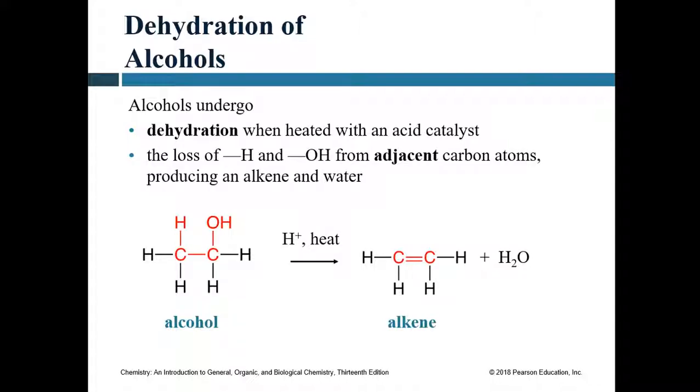Now, alcohols undergo dehydration when heated with an acid catalyst. This is the loss of hydrogen and OH from adjacent carbon atoms, producing an alkene and water. The reason it's called dehydration: think about when you're dehydrated, you have lost some of your water and you need to get more water in you. They're using that word and applying it to this process of losing an H and an OH, which we all know is water. So with this alcohol, with heat and an acid catalyst, we're going to dehydrate it, making an alkene.